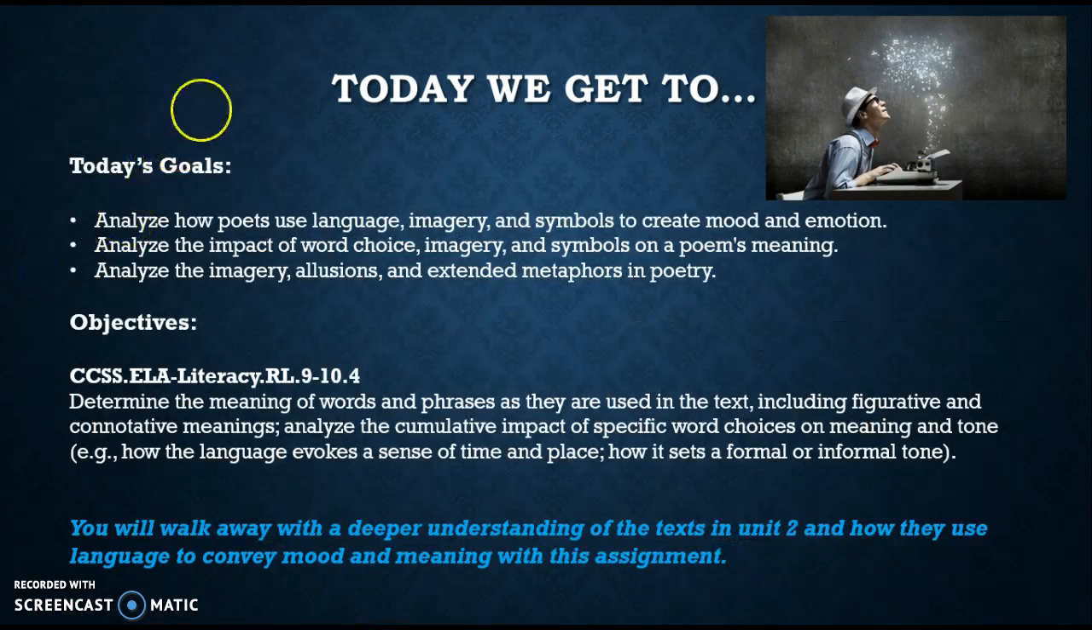Today we get to analyze how poets use language, imagery, and symbols to create mood and emotion. Analyze the impact of word choice, imagery, and symbols in a poem's meaning. Analyze imagery, allusions, and extended metaphors in poetry. You're going to walk away with a deeper understanding of the text in Unit 2 and how they use language to convey mood and meaning with this assignment.